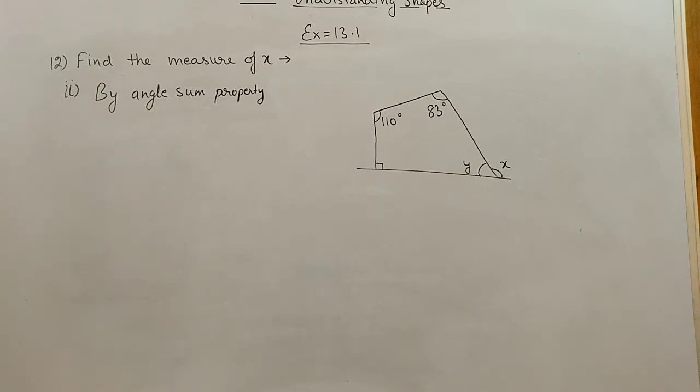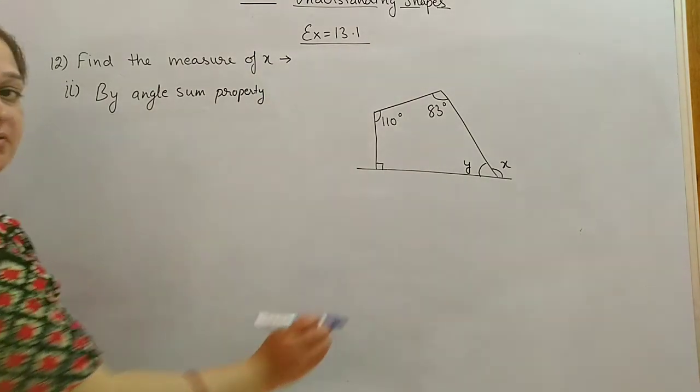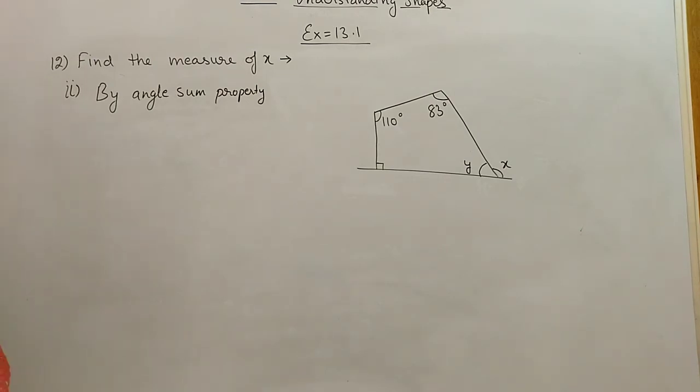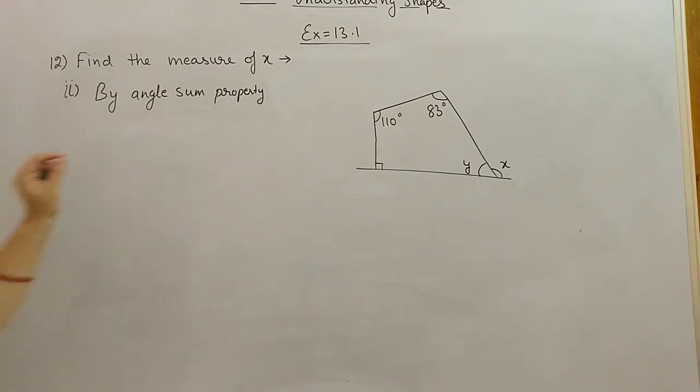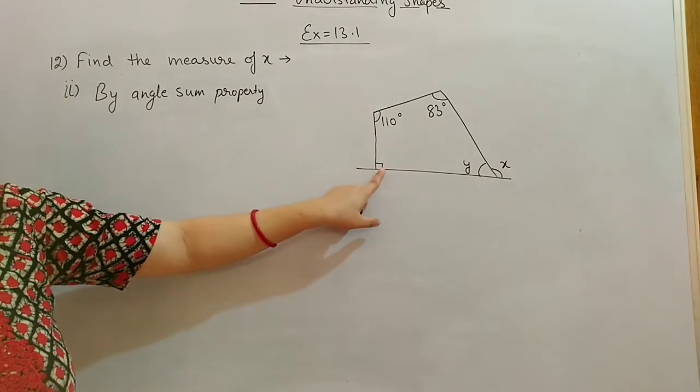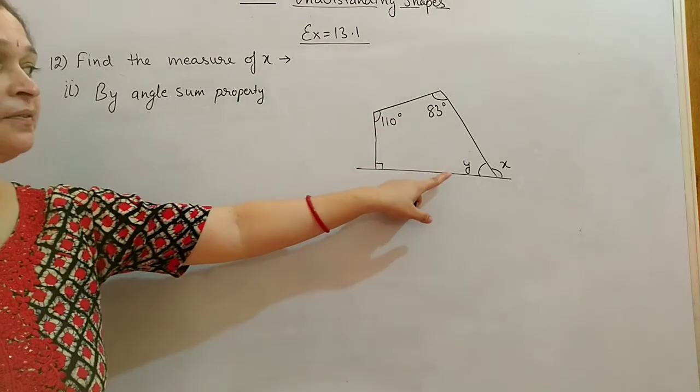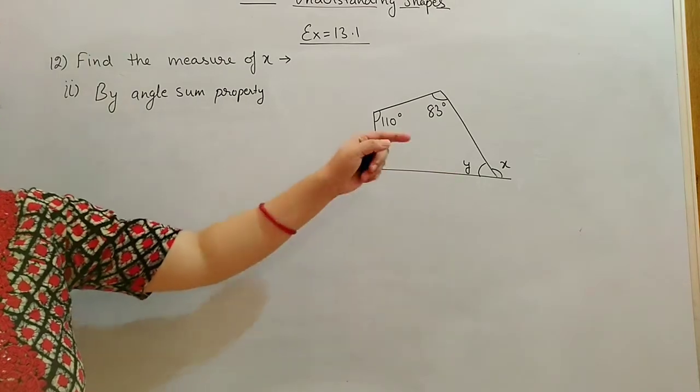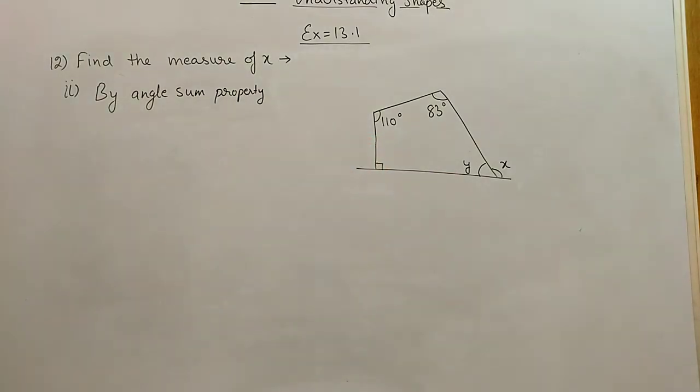Next, third part of question number 12. The figure is given here and we have to find the value of x. For some time I have taken this interior angle as y. First we will find this interior angle, because the other three interior angles are given: 83, 110 and 90. Then with the help of this angle we will find that exterior angle.